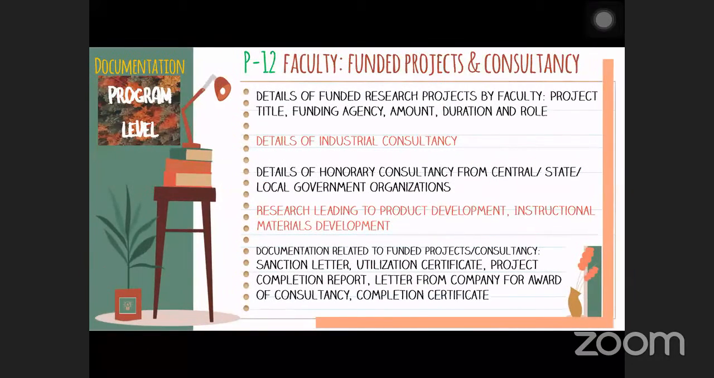The next file that is available here is the faculty funded projects and consultancy. Now, what should go into this file? All the details of funded research projects done by the faculty, such as the title of the project, the funding agency, what was the amount, what was the duration of that particular project, what was the role of that particular faculty member in that research project. All these details must go into this file.